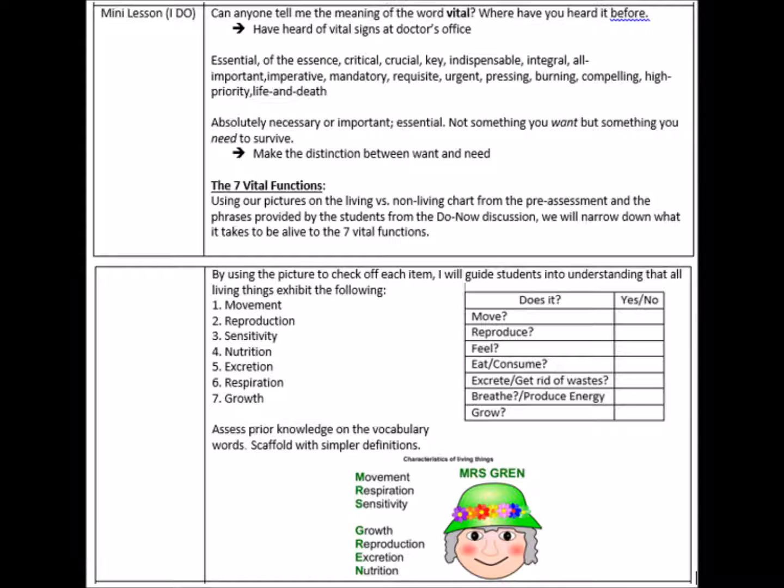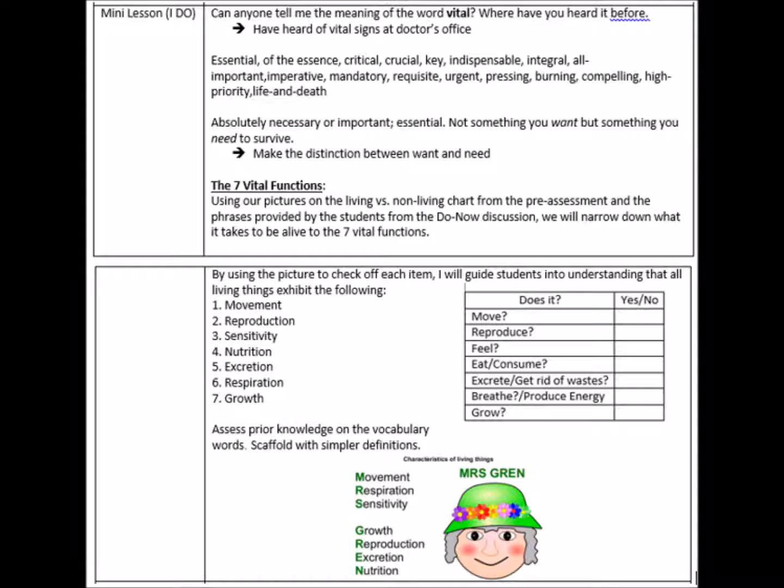Using our pictures on the living versus non-living chart from the pre-assessment and the phrases provided by the students from the Do Now discussion, we will narrow down what it takes to be alive to the 7 vital functions. We will do this by circling the main characteristics that all the living items have in common.